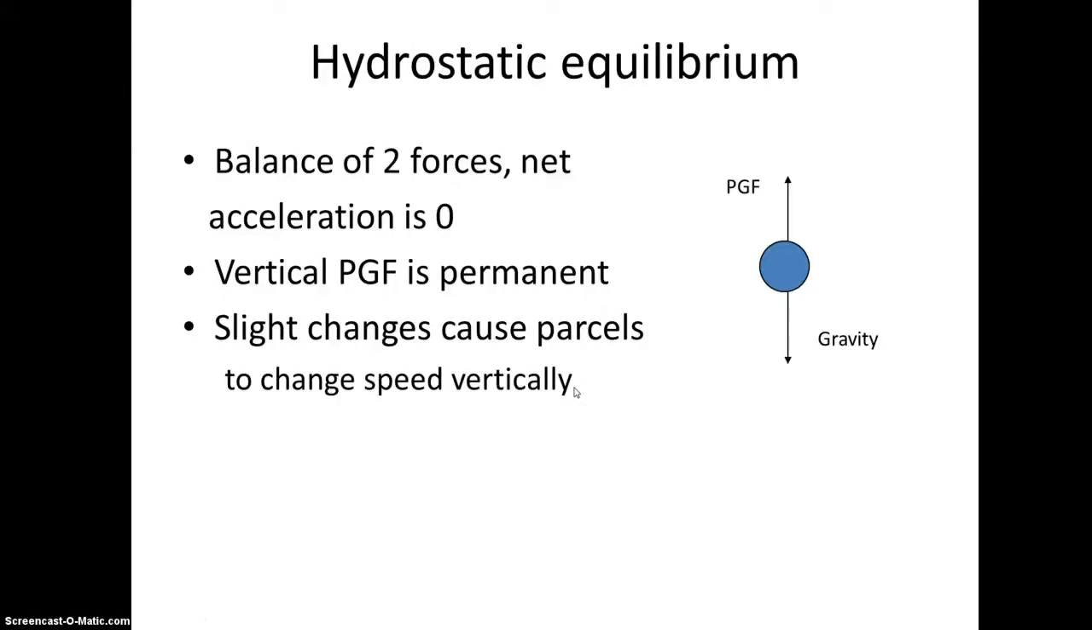This is the hydrostatic equilibrium, where you've got pressure gradient force and gravity, and basically it's an acceleration of 0. This is permanent. This is always going to be in place, because you're always going to have higher pressure at the surface and lower pressure above, so high to low, so that pressure gradient force is going up and gravity is always going down. But you'll get some slight changes in that balance, one being slightly stronger than the other, which can give you changes in your speed vertically.